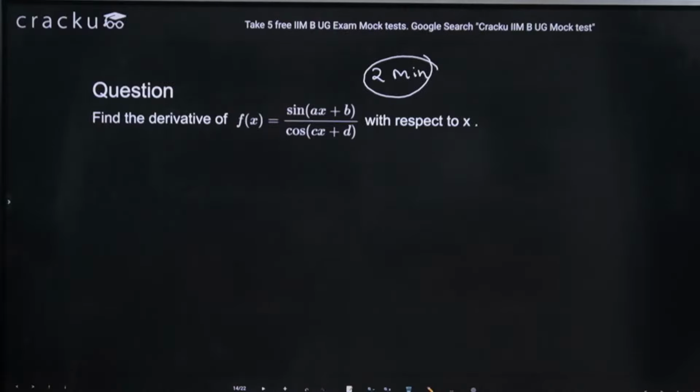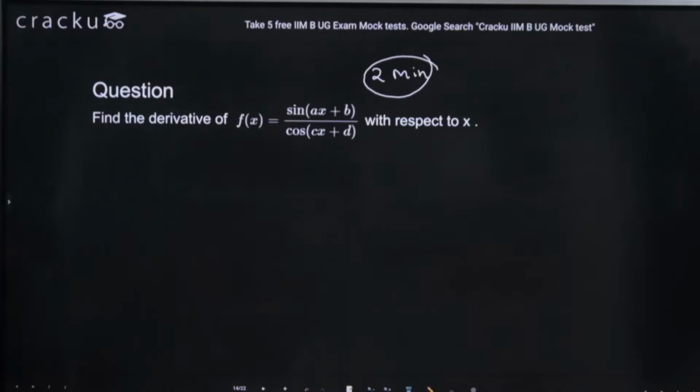The differentiation of ax plus b is nothing but a, because what is the value of d by dx of ax plus b? It is simply a into 1 plus 0, because differentiation of a constant is 0 and differentiation of ax is a. So it is into a minus, now u. What is u? U is sine of ax plus b. So I will write this as sine of ax plus b into, now we are doing, v dash. Here v is cos of cx plus d.